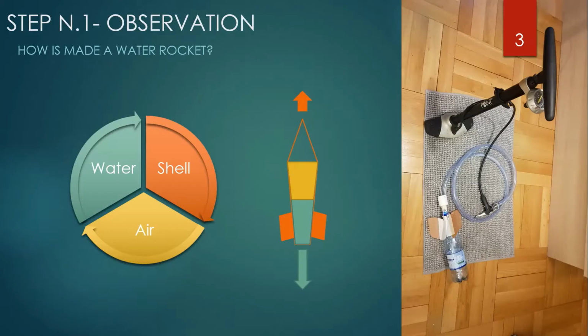Let's see together how a water rocket is made. There are 3 parts. First, a shell, then the pressurized air inside, and the water which is lost. The air is pushing the water out of the shell towards the bottom, and the rocket is moving up. On the right side, there is a picture of a water rocket made from a plastic bottle with its pressurizing device, a garden hose, and a bicycle pump.